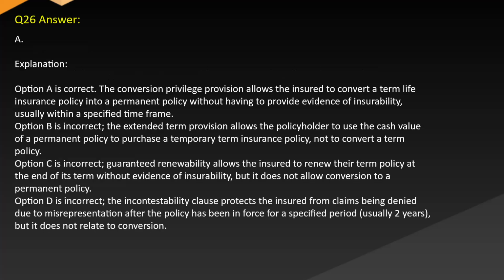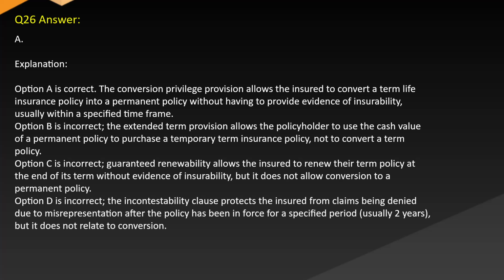Answer A. Explanation. Option A is correct. The conversion privilege provision allows the insured to convert a term life insurance policy into a permanent policy without having to provide evidence of insurability, usually within a specified time frame. Option B is incorrect. The extended term provision allows the policyholder to use the cash value of a permanent policy to purchase a temporary term insurance policy, not to convert a term policy.